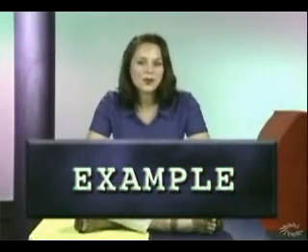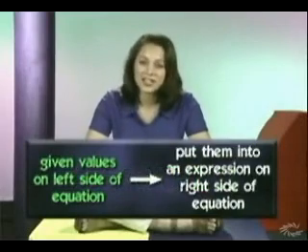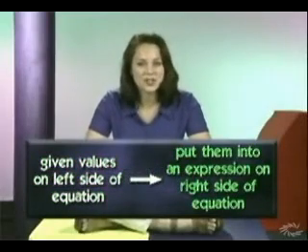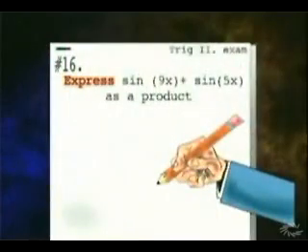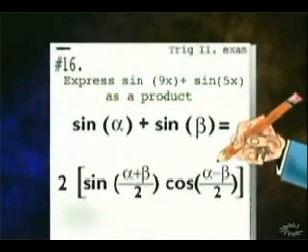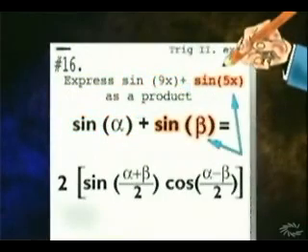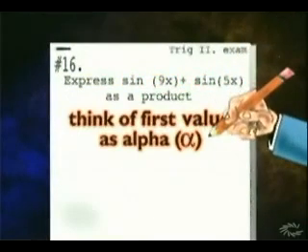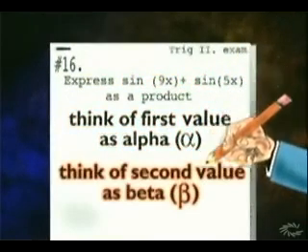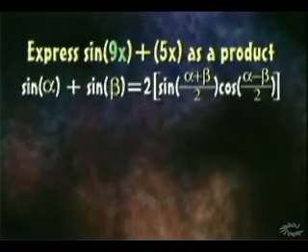Just like product to sum formulas, you'll be given the values on the left side of the equation and put them into the expression on the right side of the equation. Here's your problem. You must express the sine of 9x plus the sine of 5x as a product, so you have to use the first formula. Why? Because you're given a sine value plus another sine value. Remember to just think of the first given value as alpha and the second as beta. We stick in 9x for every alpha and 5x for every beta in the formula.